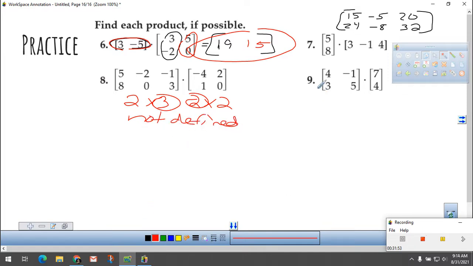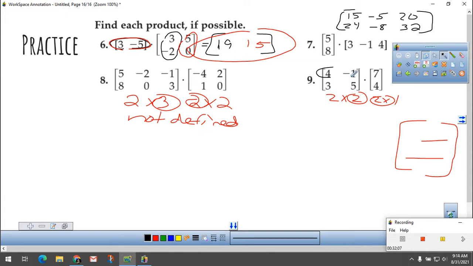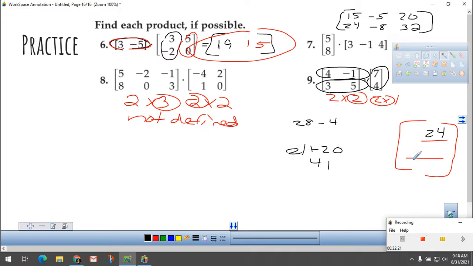Number 9 is a 2 by 2 matrix multiplied by a 2 by 1, so I can multiply those together and I'll get a 2 by 1 matrix here. So let's work it out. So let's do row times column, so 4 times 7 is 28, negative 1 times 4 is negative 4, so that'll be 24, and then row times column, so 3 times 7 is 21, plus 5 times 4 is 20, so that'll be 41. Okay?